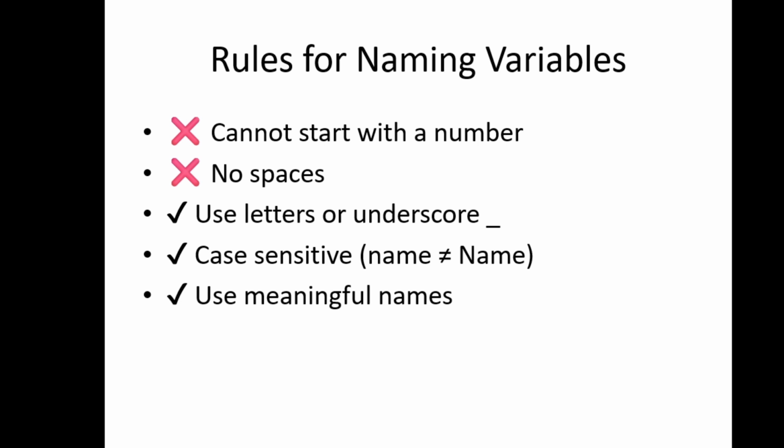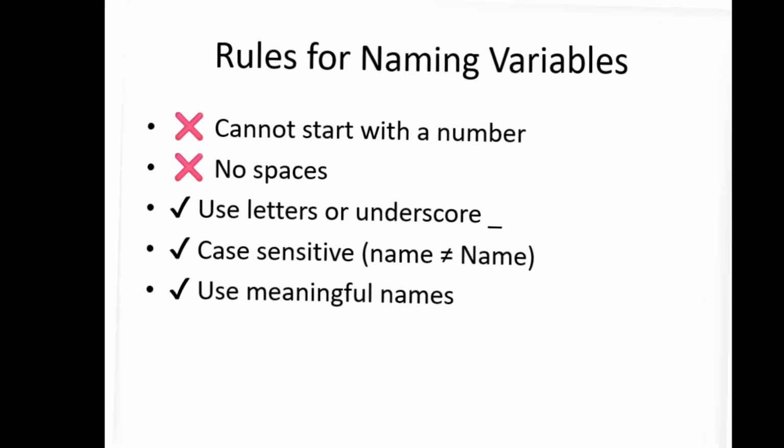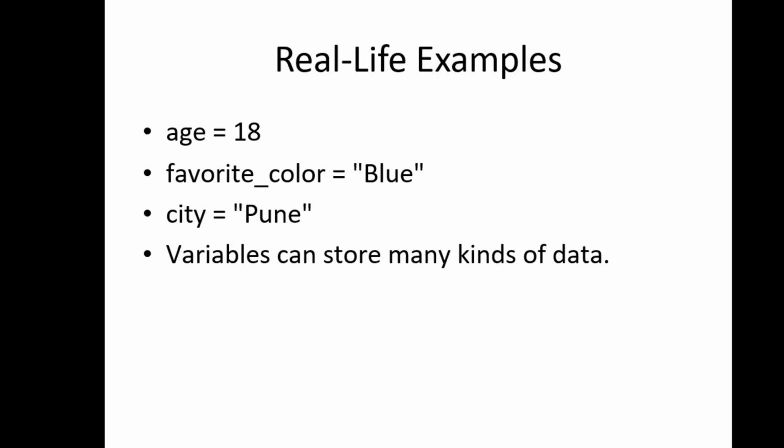Remember this. And the most important thing, as a beginner programmer, pro tip you need to remember: use meaningful names. Don't use XYZ, 1, 2, 3, ABC and so on. If you are using the variable for the student name, simply use student_name. If you are using it for the company name, simply use company_name. Now let's see some examples.